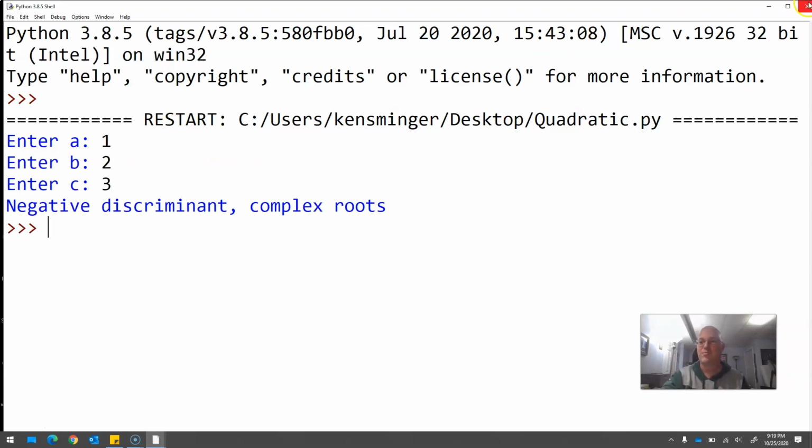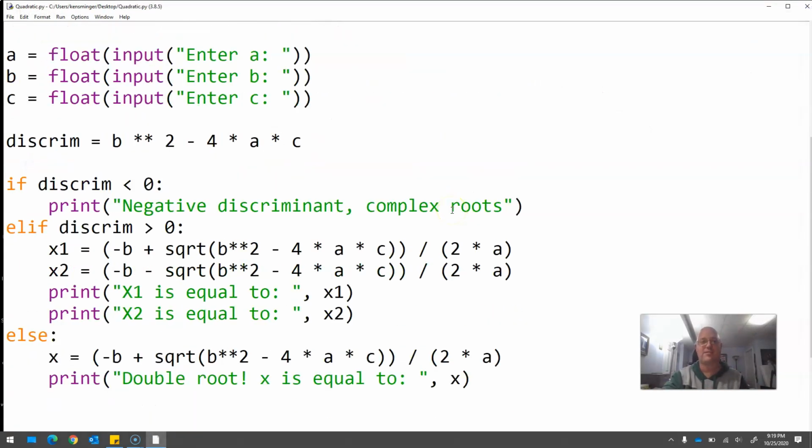So, neat little program, lots of overlap obviously with math class. You also have some of your more complicated math functions from the math library, and then you also have another use of the if and else.